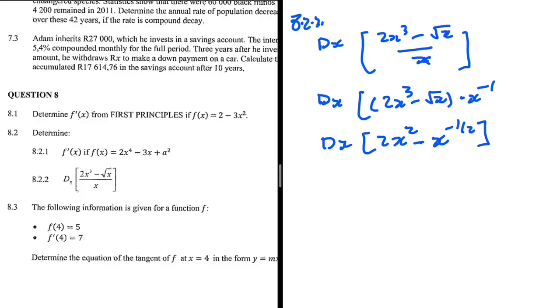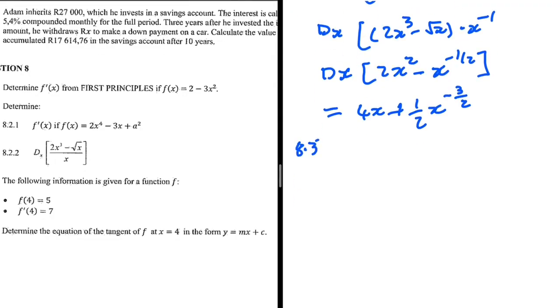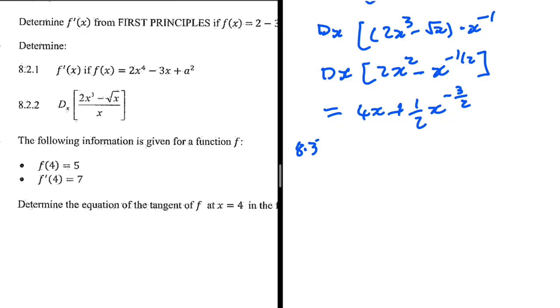Now we can finally differentiate. We can introduce the equal sign. This is going to be 4x, using the power rule, plus a half x, and then a half minus 1 should be minus 1.5, so we have minus 3 over 2. And there we go. That is 8.2.2. 8.3. The following information is given for a function. f of 4 equals 5. So when x equals 4, y equals 5.